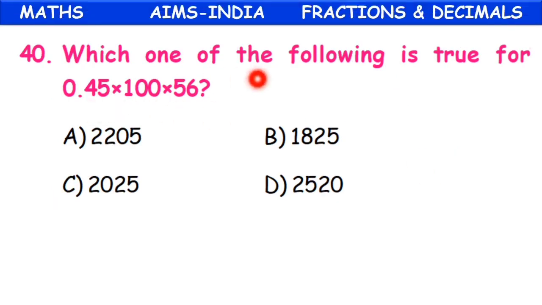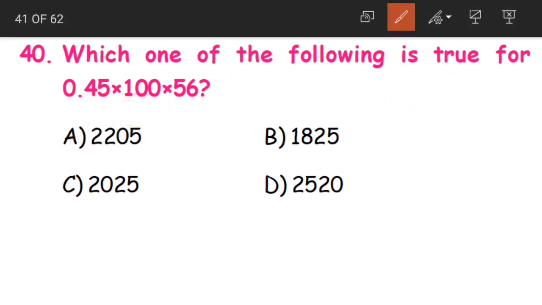Next question 40. Which one of the following is true for 0.45 into 100 into 56? Now we are having 3 numbers here which we have to multiply together. For our simplicity, let us multiply 2 numbers first. 0.45 into 100. Just now we have discussed, when we multiplied, the decimal point moves to the right.